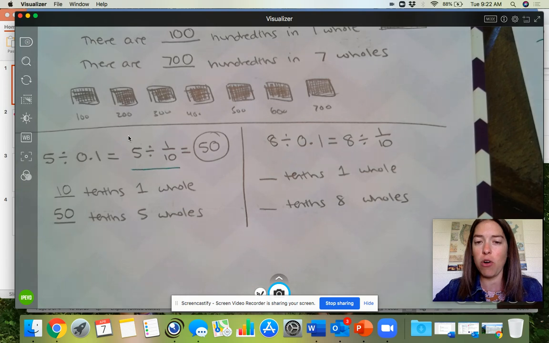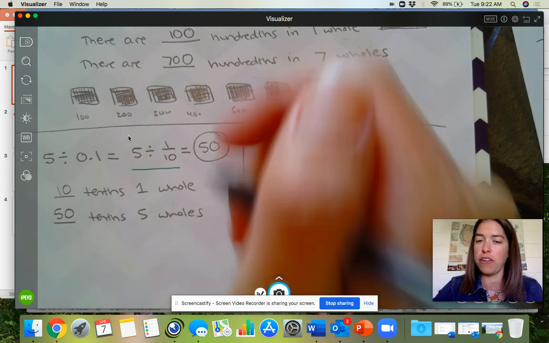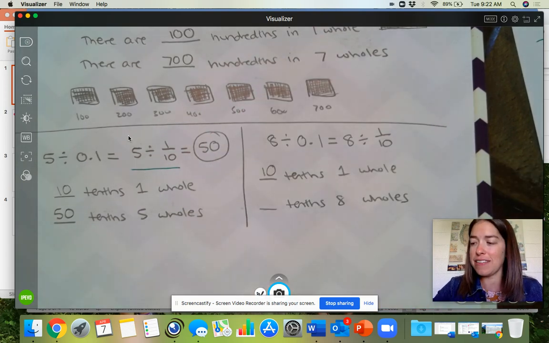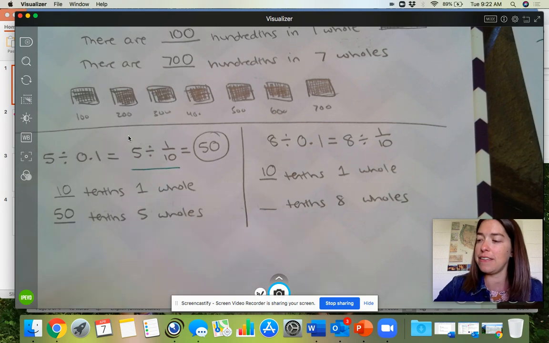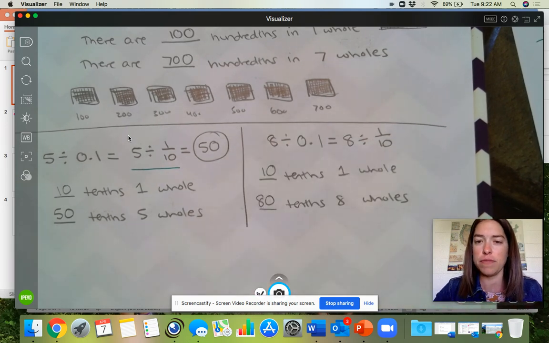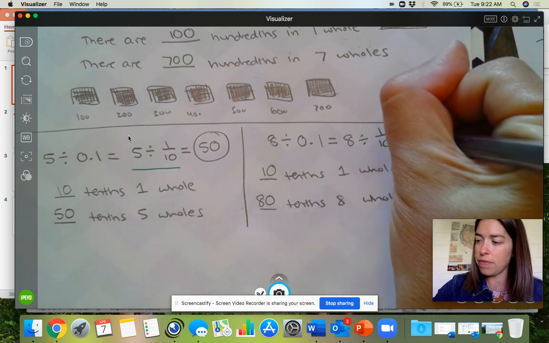How many tenths in 1 whole? 10 tenths in 1 whole. Should have already filled that in. So how many tenths in 8 wholes? 80 tenths in 8 wholes. So our answer to 8 divided by 1/10 is 80.